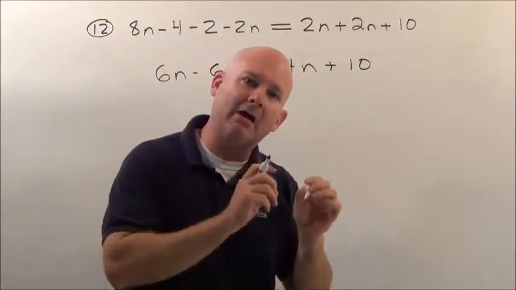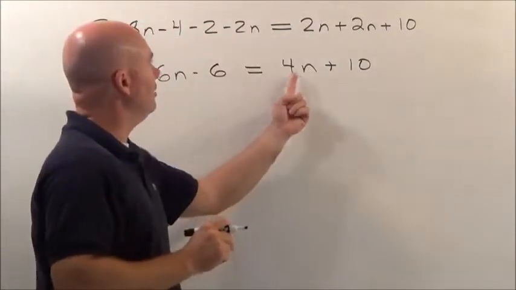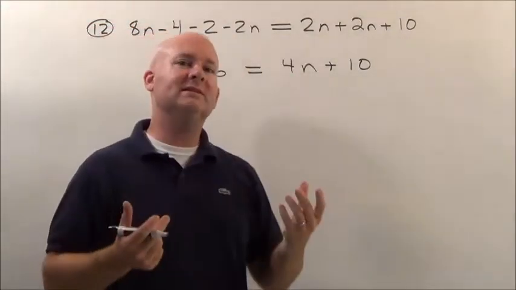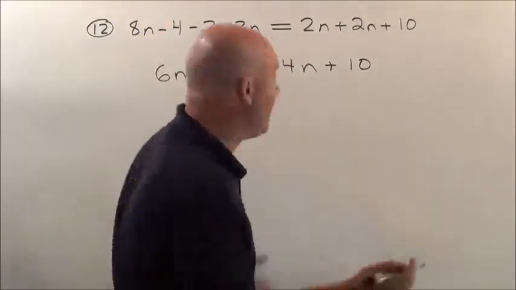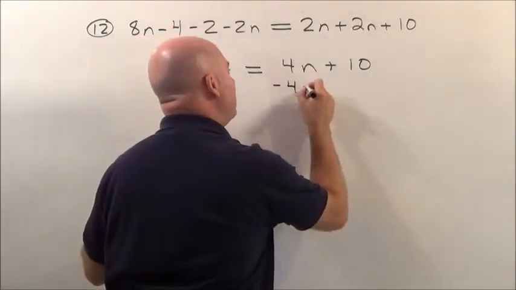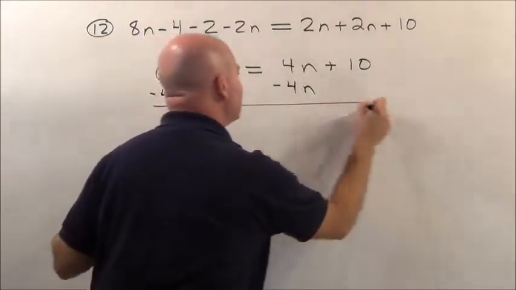This is a point where I'm now going to move all variables to one side, all numbers over to the other. So I look, I see 4n, 6n. What's easier to move? Would you rather pick up 4 pounds or 6 pounds? I'd rather pick up 4. I got a weak back. I got to pick up the lighter thing. So I'm going to get rid of that 4n by subtracting 4n. Take away 4n from that side too.